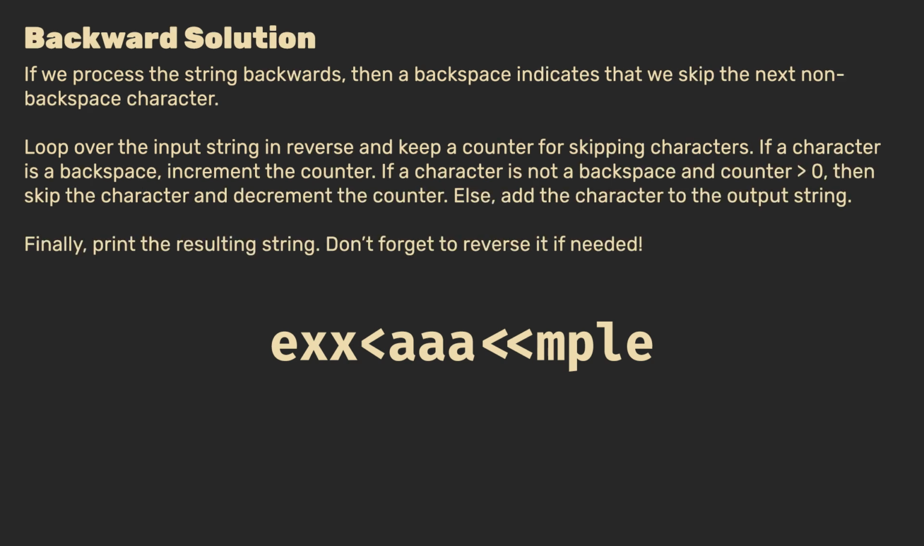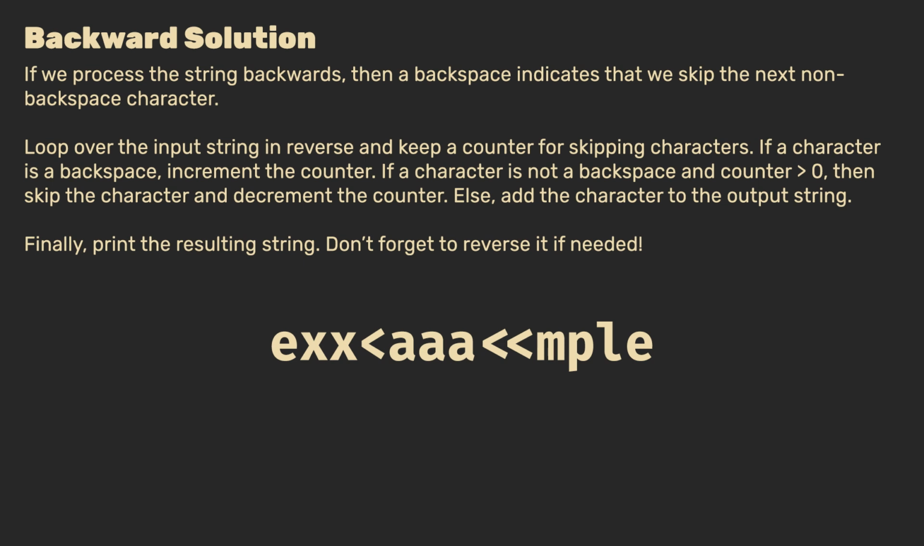An alternative solution is to process the string backwards. If we process it backwards, then a backspace character indicates that we skip the next non-backspace character. Thus, we loop over the input string in reverse and keep a counter for backspaces. If a character is a backspace, we increment the counter. If it is not a backspace, then we check the counter. Is the counter larger than 0? Then we skip the character and we decrement the counter. Is the counter 0? Then we just add the character to the output string.